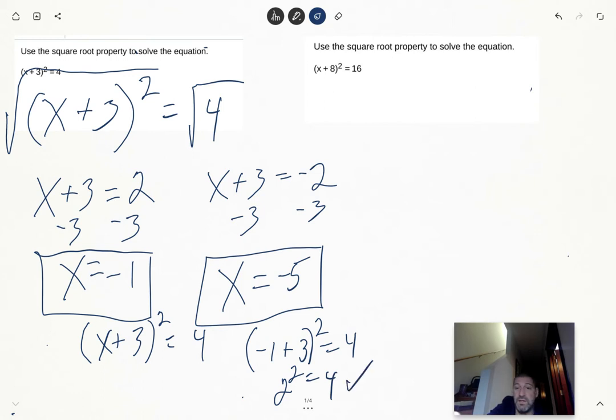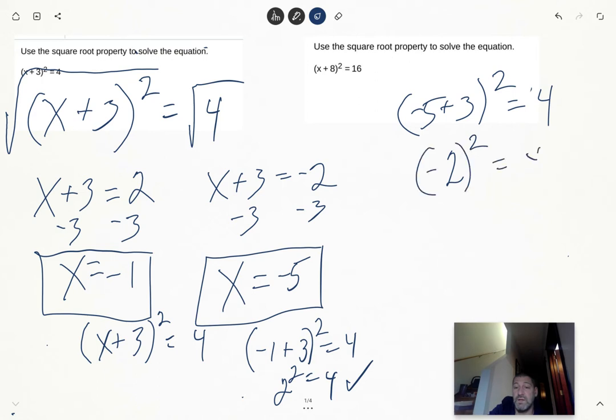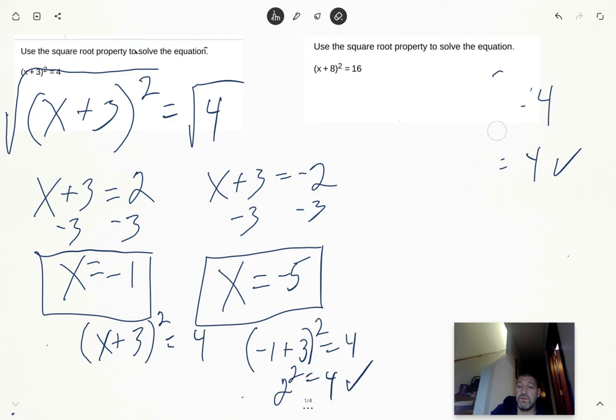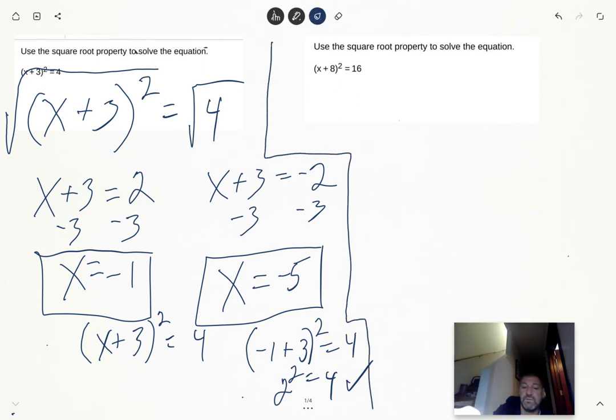Okay. And then also plug in the negative 5. So instead of x plus 3, we would do negative 5 plus 3 squared. Does that equal 4 as well? Yes. Negative 2 squared is 4. Okay. So that checks out as well. All right. So let's take a look at the other equation as well. This is going to be a similar solution. So if you have this down, feel free to fast forward me a little bit.